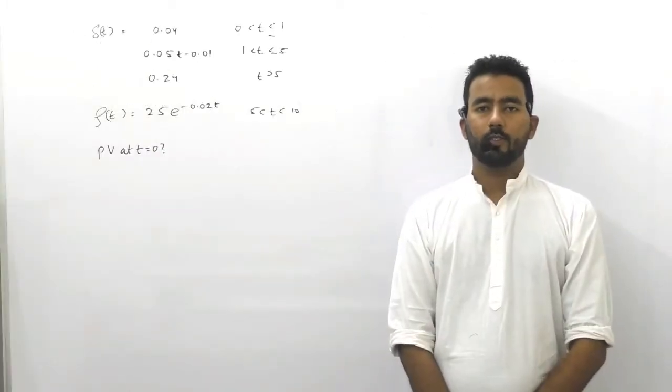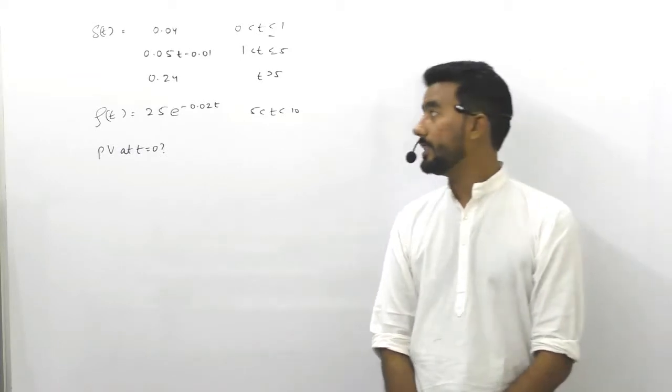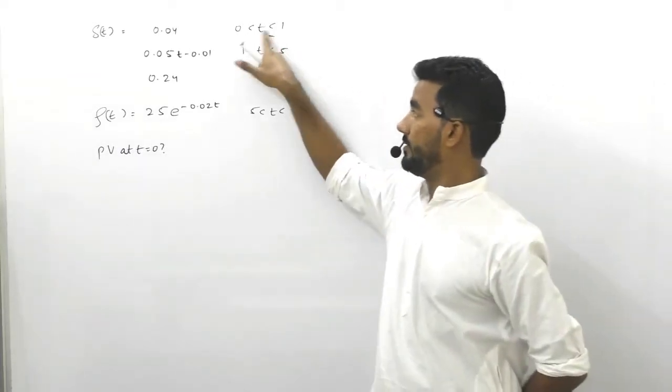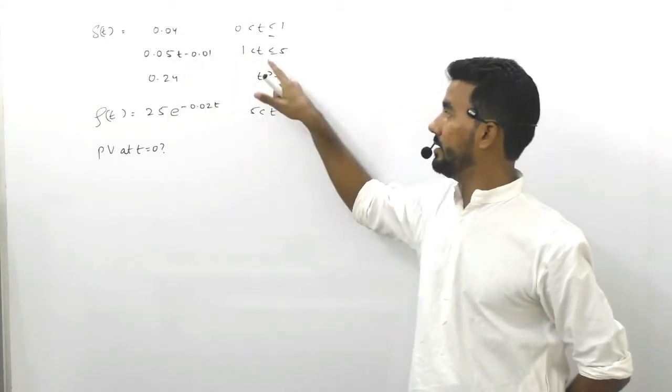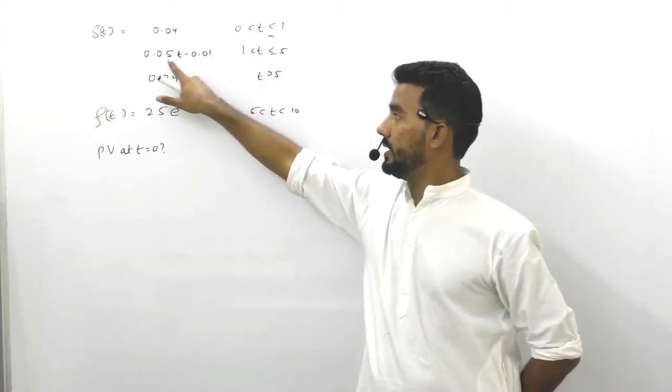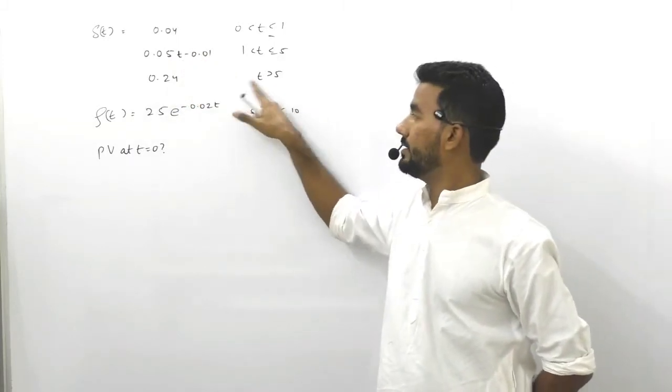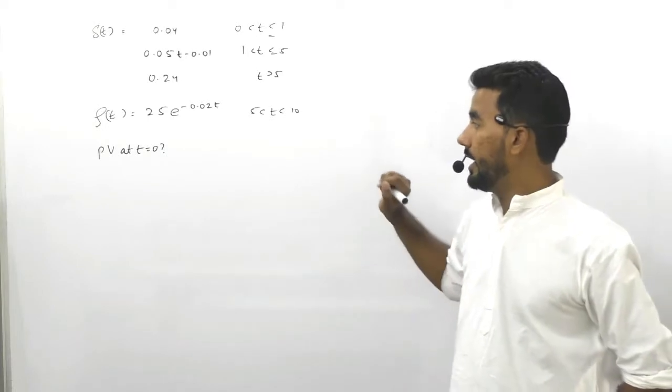So now let us have a look at this question. In this question, we have three different forces of interest applicable for the same time period. From 0 to 1, we have the first rate of interest, that is around 4%. From 1 to 5, we have 5% variable minus 1% constant. And for t greater than 5, we have 24% constant. And this is the payment stream.